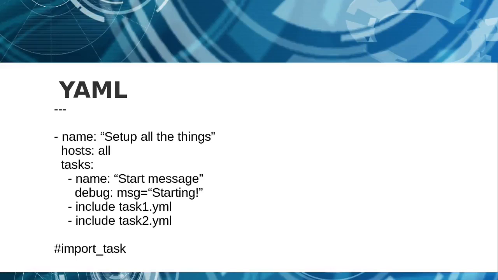YAML is just a way of describing the data that you're going to use and describing the machine states. All YAML files for Ansible start with 3 dashes at the top, and everything, it's a little hard to tell on here, is space indented just like Python is.